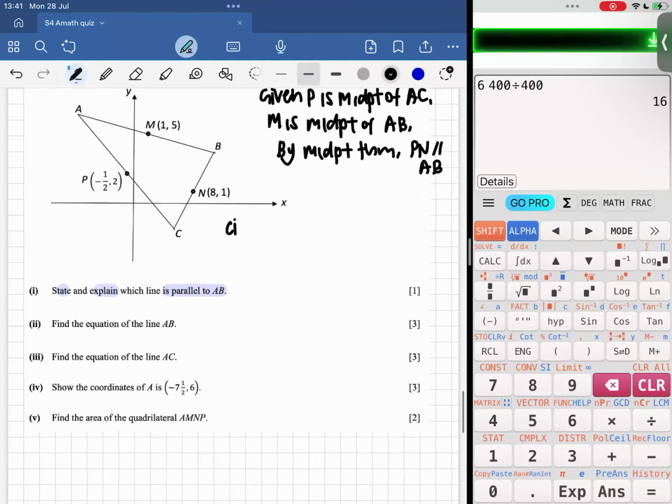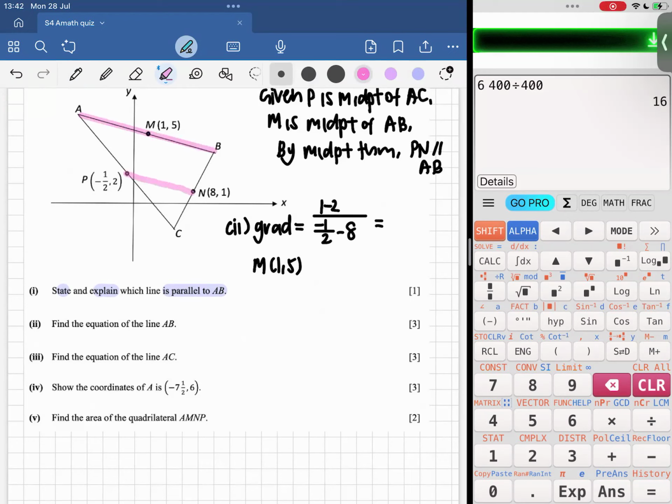Okay, so for part 2, you need to find the equation of AB, meaning you need the gradient of AB and you need any point on AB. So we already have this one here. But what's the gradient of AB? The gradient of AB, you got to use the gradient of NP because they are parallel. So I'm just going to do 1 minus 2, over minus half minus 8. Okay, so these two gradients are the same. Let me just highlight for you. So gradient of this and gradient of this is the same. So let's just press calculator.